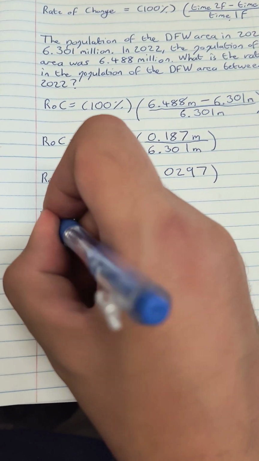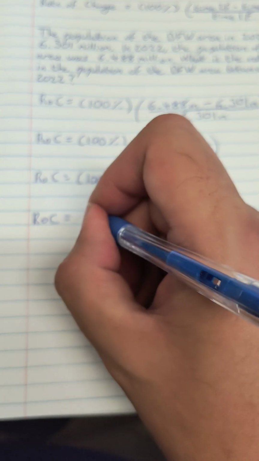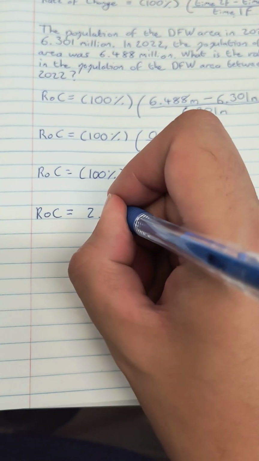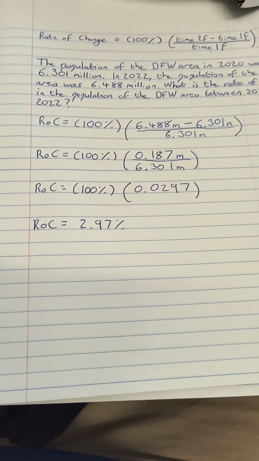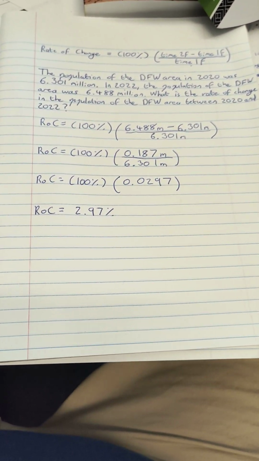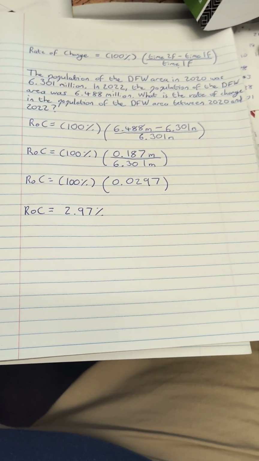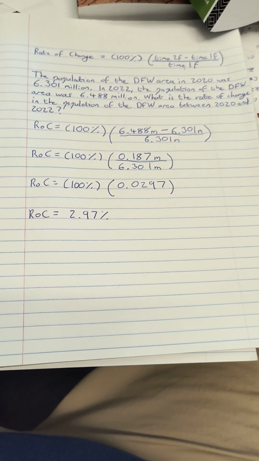Okay, and before we multiply that by 100%, so we are going to end up with a rate of change of 2.97%. So that was the growth rate in population in Dallas between 2020 and 2022. The rate of change was 2.97%.